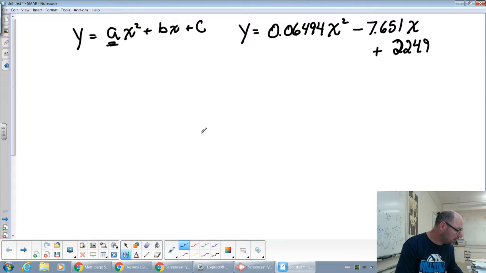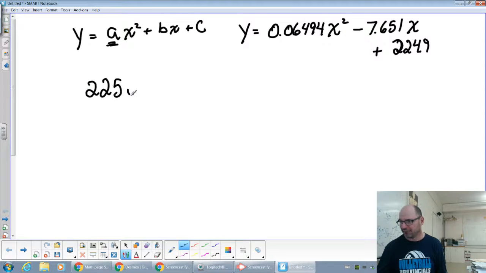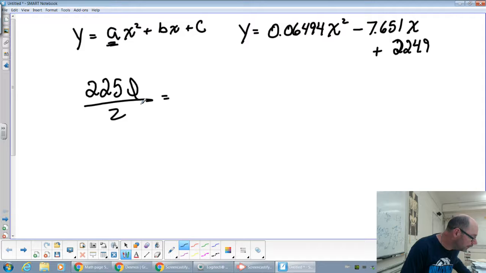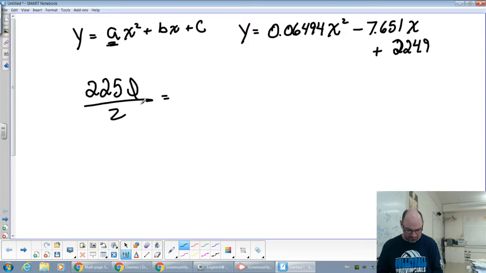Now it says, determine when the tank was half full. So the easiest way to do this is to know when the tank is half full. So 225 liter tank. So we have to divide that by 2. Half full would have been half of this, so 225 divided by 2, that's 100 and something down the middle. So 112 and a half.